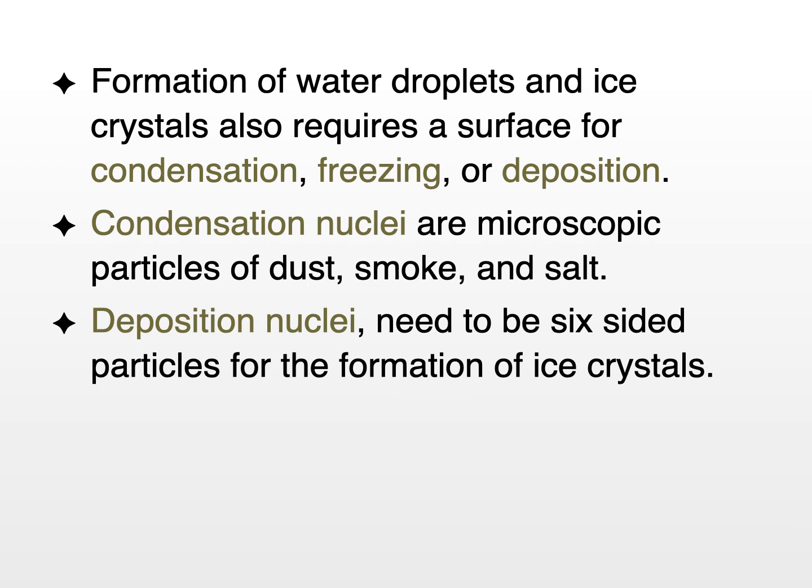For condensation to occur, we need particles called condensation nuclei. They're microscopic particles of dust, smoke, and salt. For a snowflake or ice crystals to form, it needs a special type of particle. The particle has to have 6 sides to it, which makes sense when you think of the 6 sides associated with a snowflake. So deposition nuclei are different than condensation nuclei.